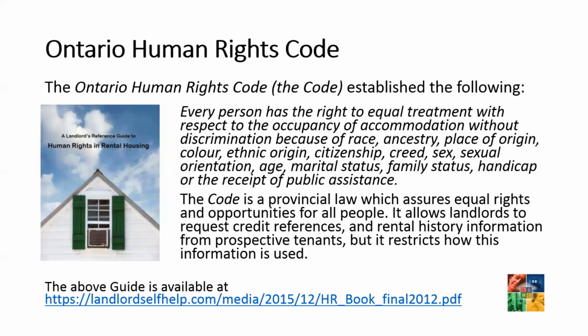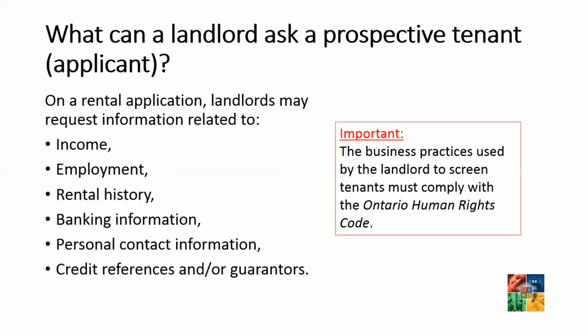Landlords must also be in compliance with the Ontario Human Rights Code. The code is a provincial law which assures equal rights and opportunities for all people. It allows landlords to request credit references and rental history information from prospective tenants, but it restricts how this information is used. When looking for a prospective tenant, landlords can ask for specific information in a rental application. This information can include personal contact information, income, employment, rental history, banking information, credit references, and/or guarantors.